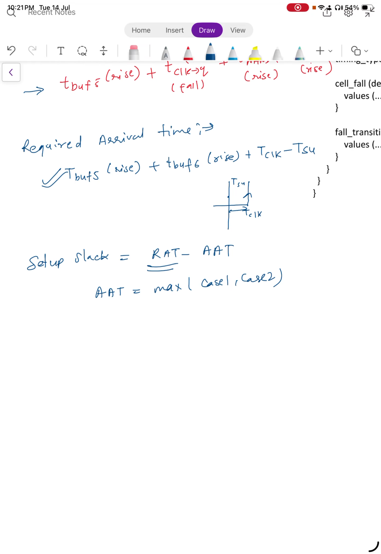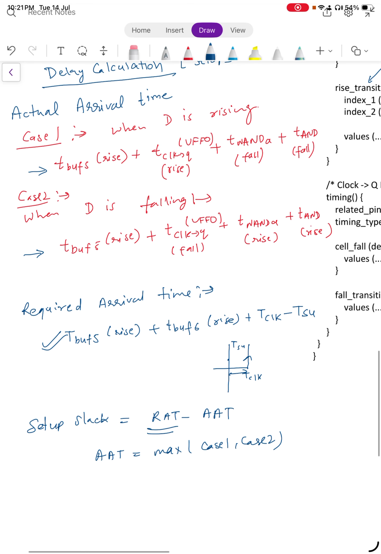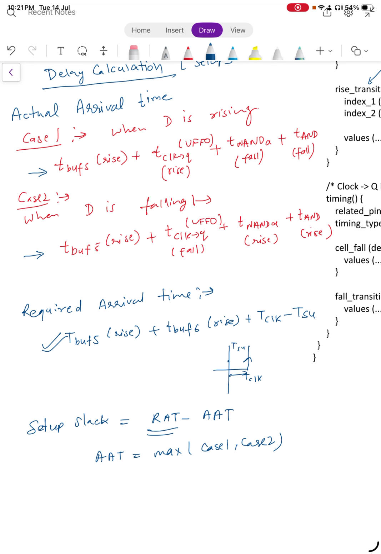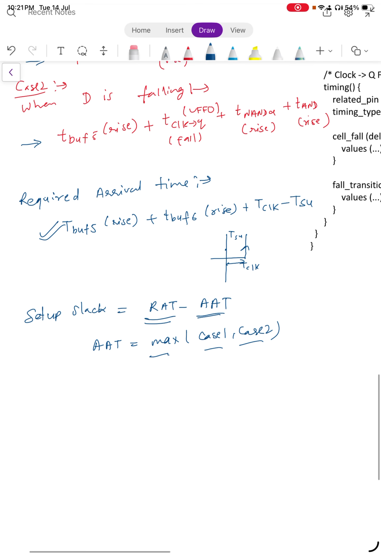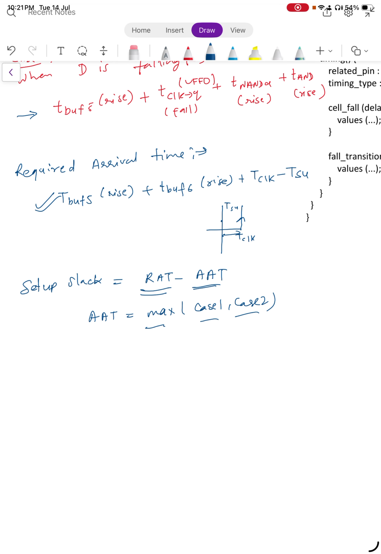So the tool will report the setup slack with the actual arrival time, which is the maximum of case 1 and case 2. Whichever has the larger value will be taken for the setup slack. Now you can try something similar for the hold calculation.